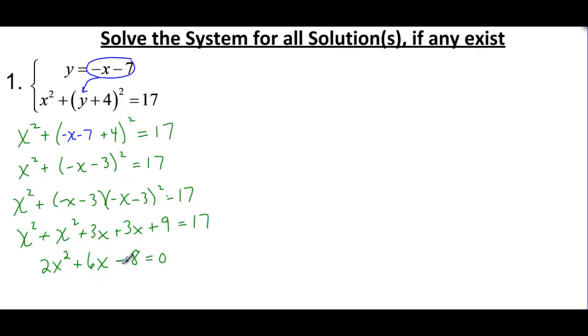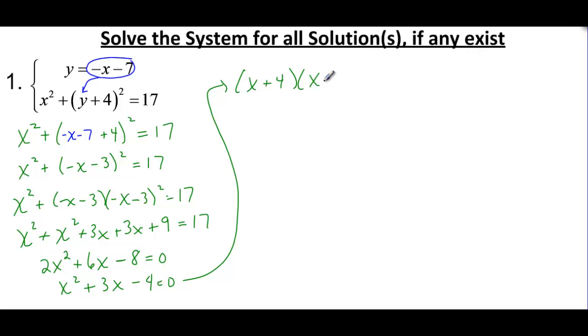I notice that 2 goes into each one, so I'm going to divide each term by 2, so I'm going to get x squared plus 3x minus 4 equal to 0. I know this is a trinomial, so this is going to become x plus 4 and x minus 1. That gives me a negative 4 when I multiply and a positive 3 when I add. So if I solve, I get x equals negative 4 or x equals 1.